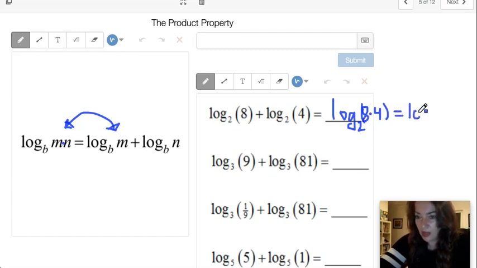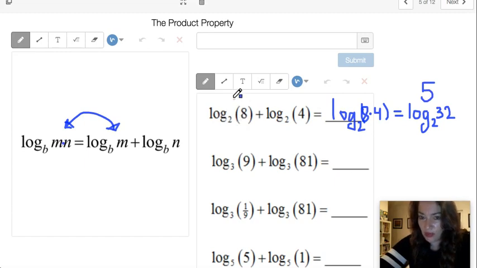Now, sometimes you can evaluate your log. We also know that log base 2 of 32 happens to equal 5. So this log base 2 of 32 is 5. Now, if you remember how to evaluate a log, base 2 of 8 right here is 3. Log base 2 of 4 is 2. And if we actually check this equation, it is true that 3 plus 2 is equal to 5.